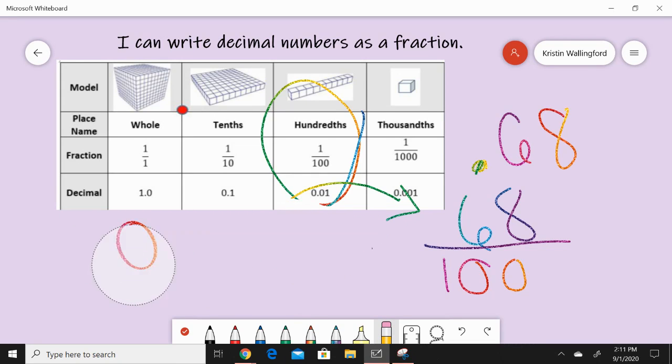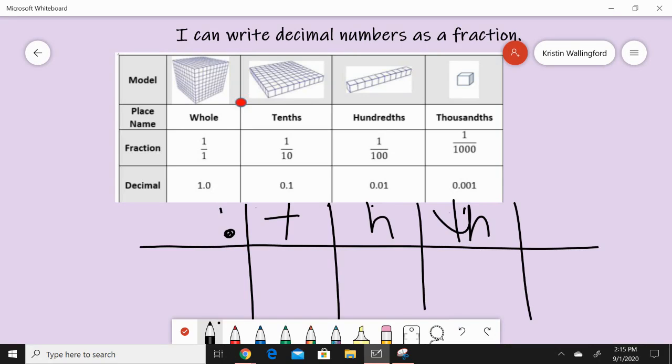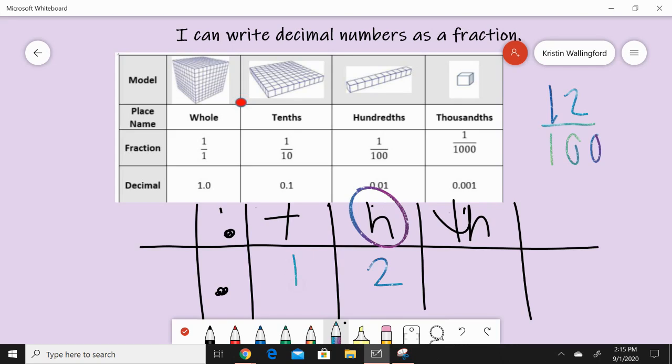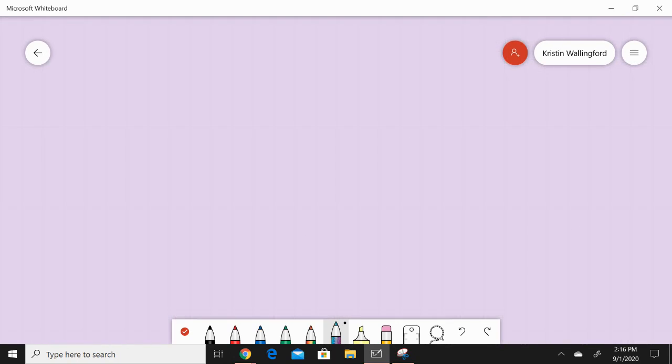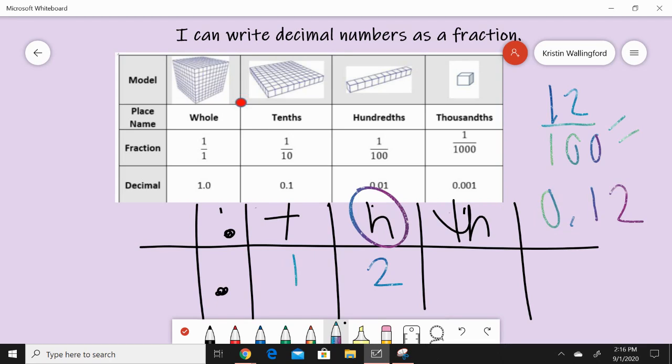Now, the last one I'm going to show you, make your chart, T, H, TH. I will say that for the rest of 5th grade, so just be ready. Okay, so our fraction this time is going to be 12 over 100. So if my denominator is 100, it's going to be in the hundredths place. So I just fill in the digits like so. And so my decimal would be 0.12. And that is how you write a fraction as a decimal.